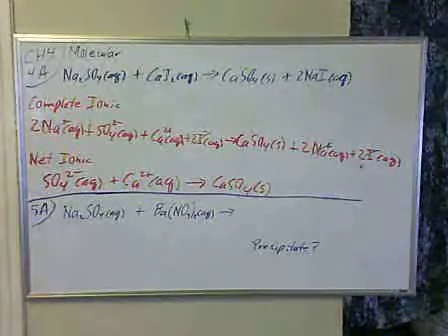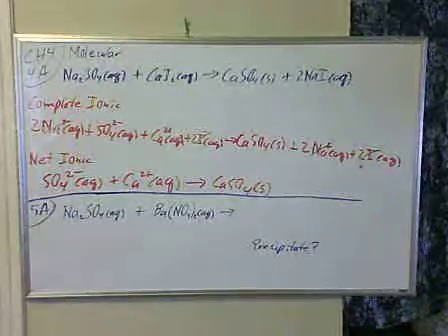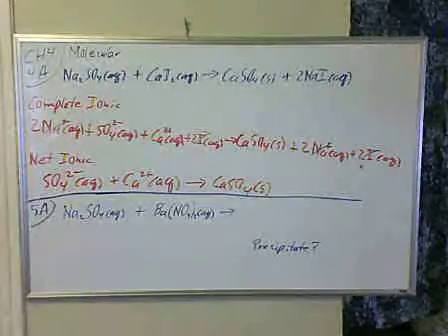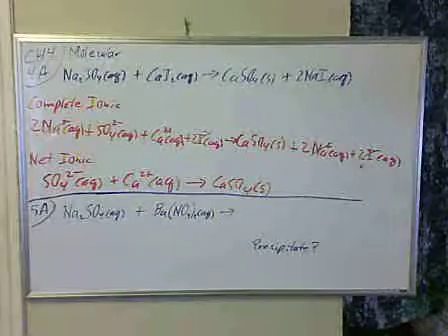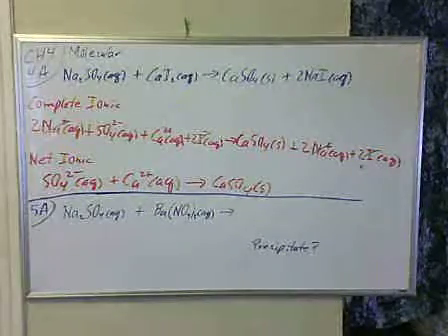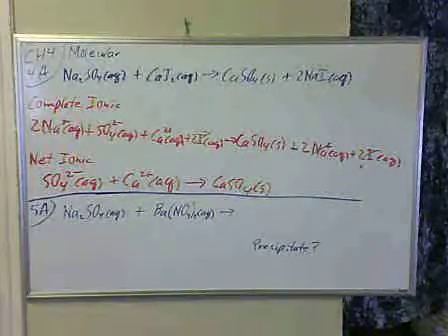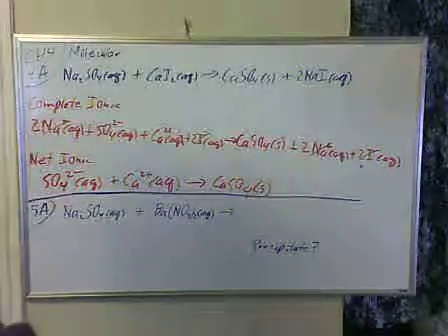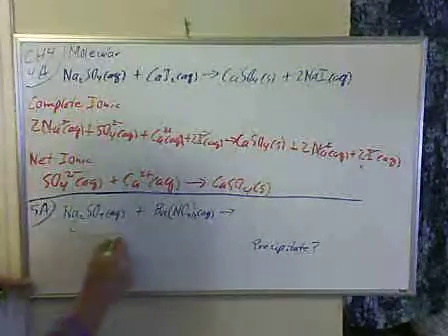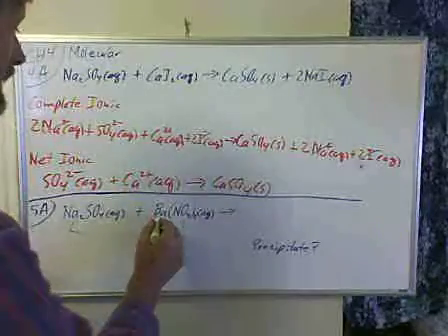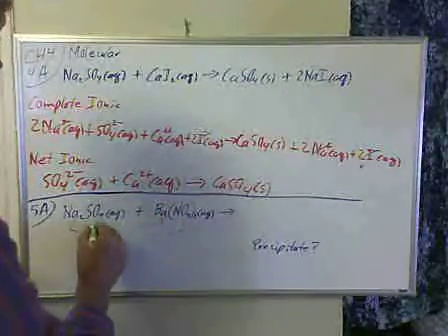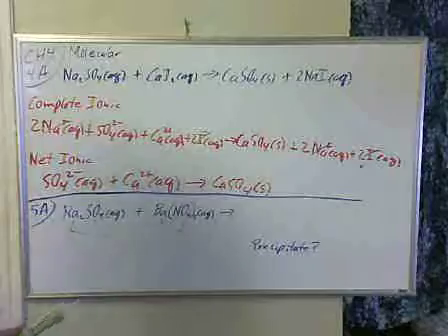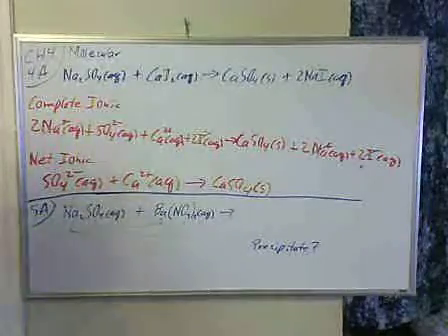For the next reaction, we want to identify a precipitate. Well, first we have to identify what products we're going to have there. So as a double displacement reaction, we take the cation of the first, combine it with the anion of the second, cation of the second, combine it with the anion of the first, making sure that we write it with the proper subscripts.